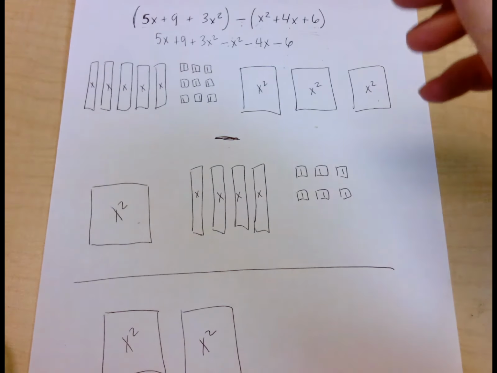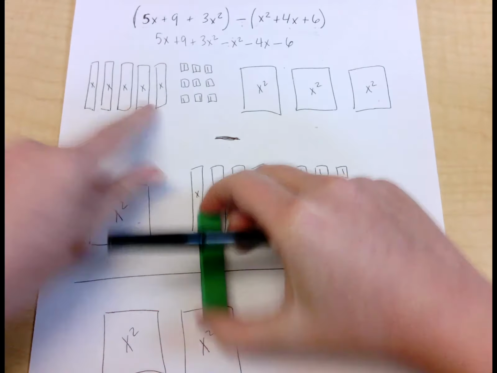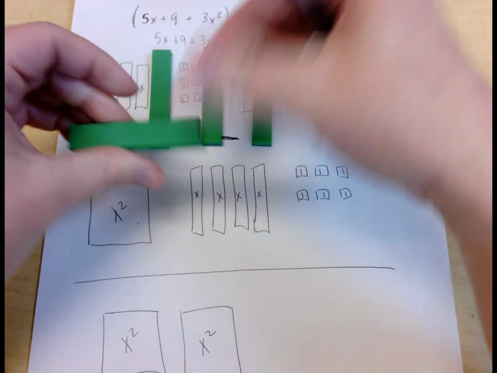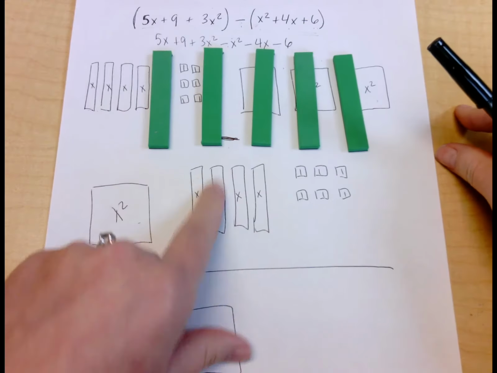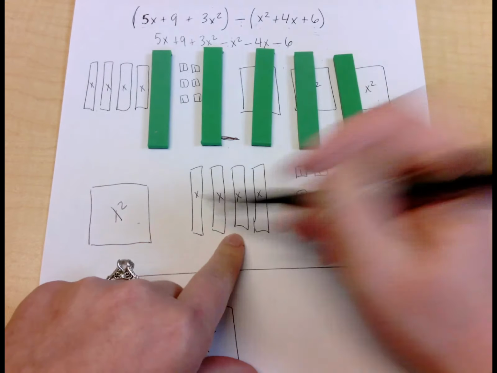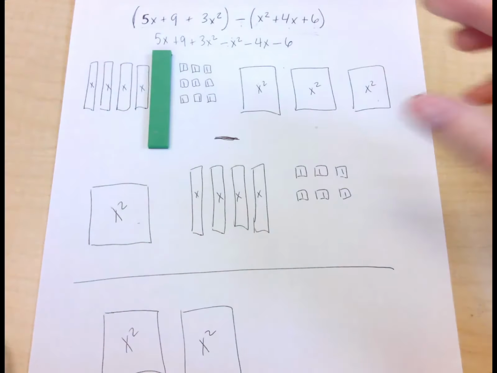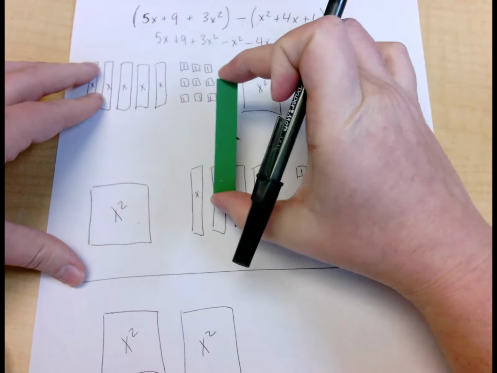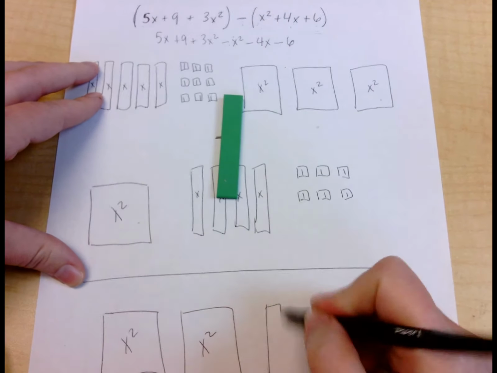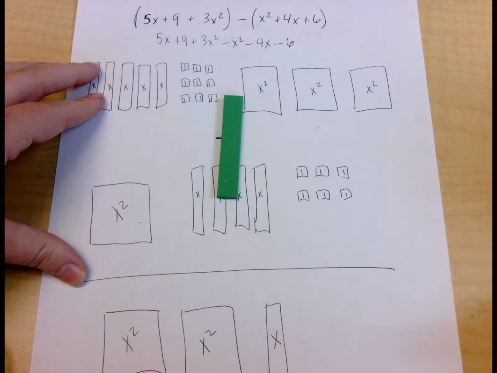Okay, so I have 5. So 1, 2, 3, 4, and 5. And I am subtracting 4 of them. 1, 2, 3, 4. So I take away 1, 2, 3, 4. And I am left with 1. So that leaves me with 1x.